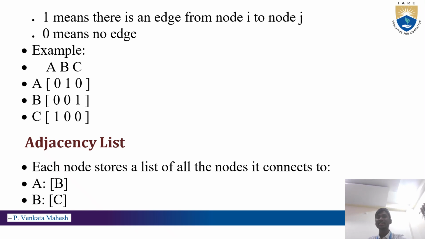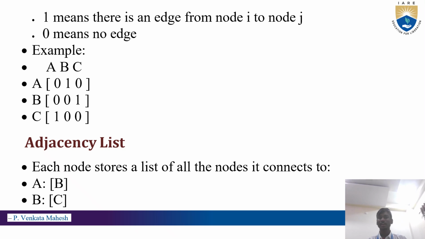For example, from A to B there is a directed edge. From A to A, there is no directed edge. A to B, one directed edge. A to C, no directed edge. From B to A, no directed edge. From B to B, no directed edge. From B to C, we have one directed edge. From C to A, we have one more directed edge. From C to B, we do not have one. So, A to B is 1, B to C is 1, and C to A is 1. This is an example of the matrix representation of a particular directed graph.